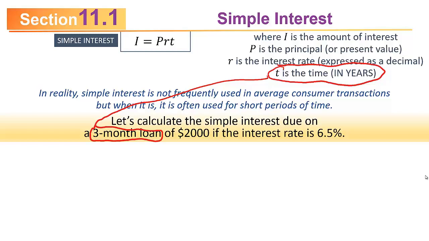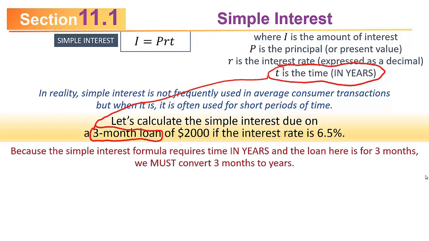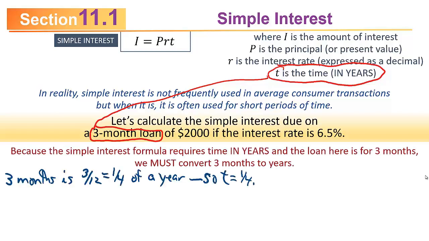So as before, we have to change months to years. 3 months is 3/12 of a year. 3/12 is 1/4, so T is equal to 1/4. You have to go from months to years for the formula to work. So I = PRT will give you the interest due. We're looking for the interest due this time.